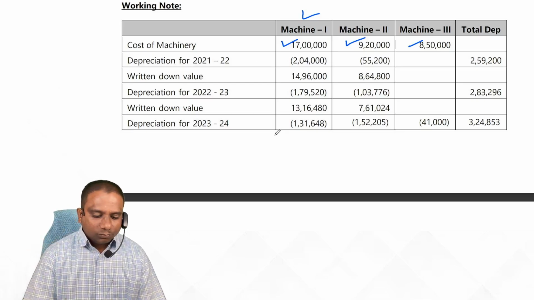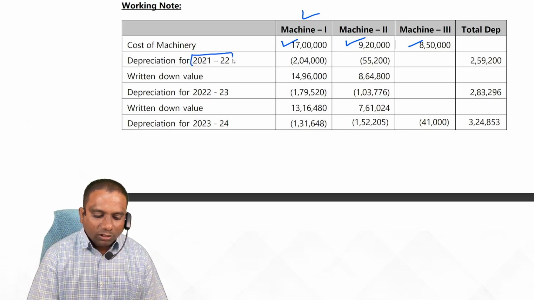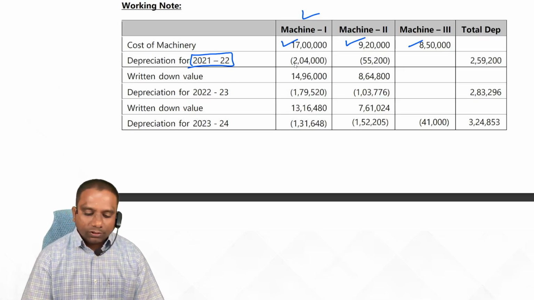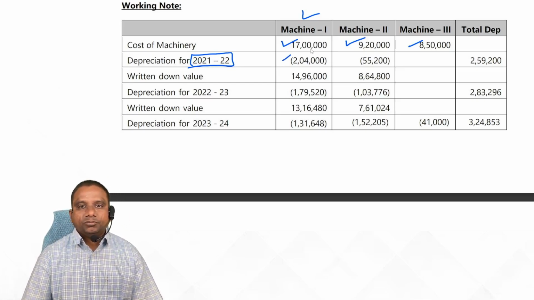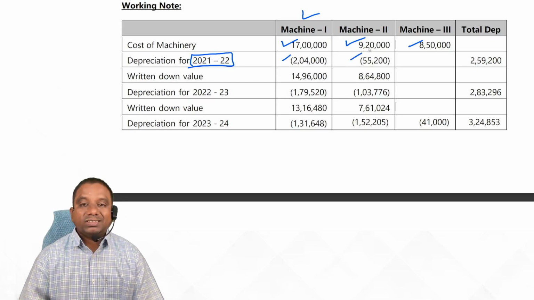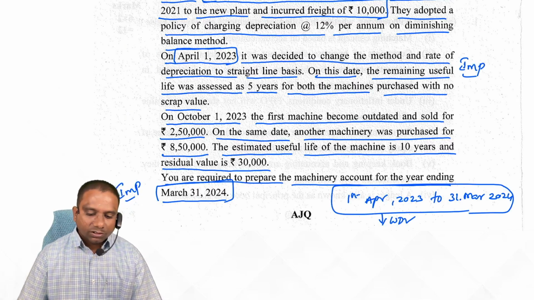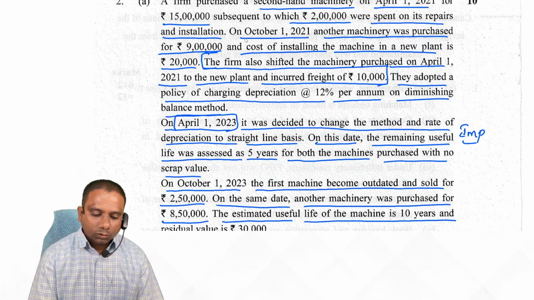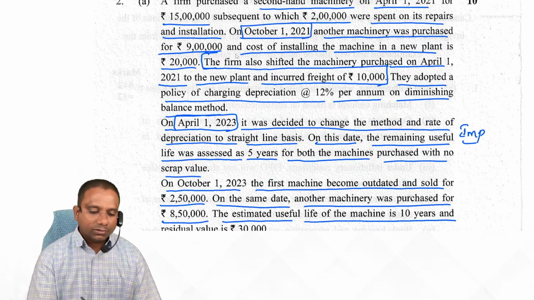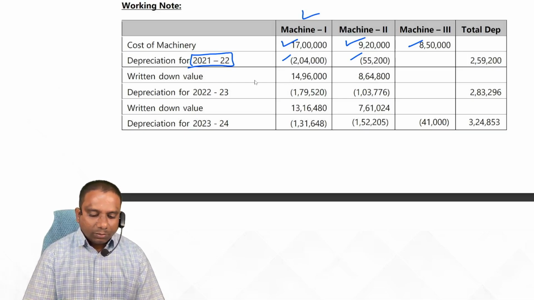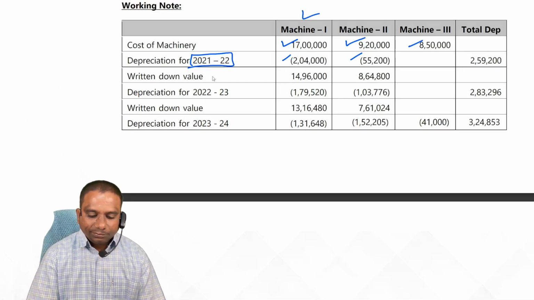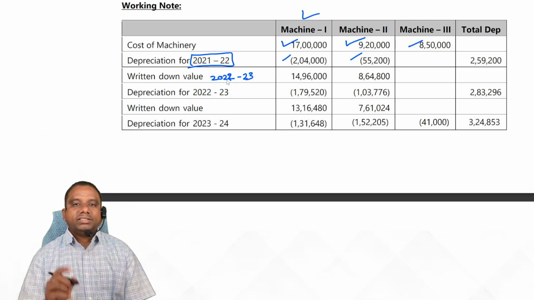Cost of machinery. After that, depreciation for 21-22. So first machinery 12% for full year. Machinery 2 for 6 months because it is purchased on October 1st. So you have to provide for 6 months. Next one, this is the WDV, 2022-23 WDV. Yes or no, students?